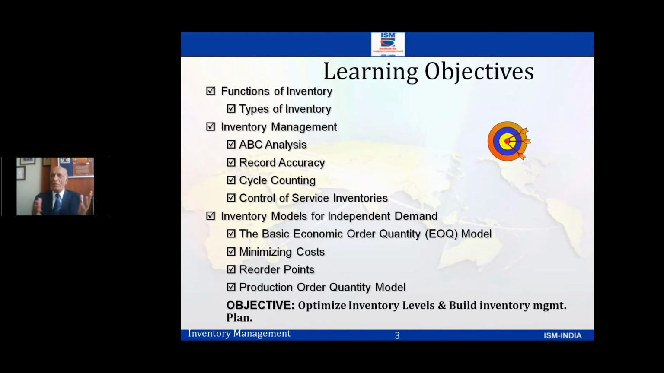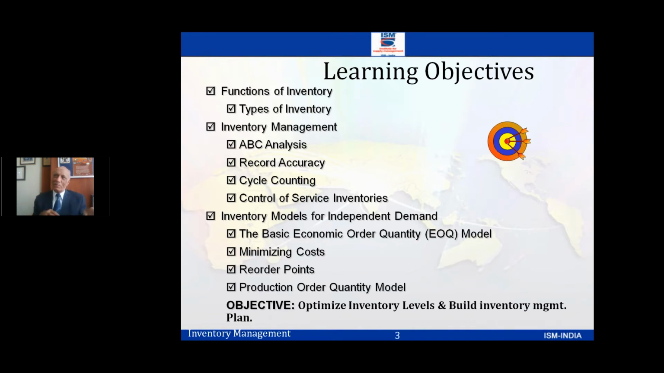Then the control of service inventories, what service level we need. Inventory models for independent demands. Now there are two types of demands. One is independent, one is dependent demands. So we're talking of independent demands first. The economic order quantity, minimizing the cost. What is the reorder point?